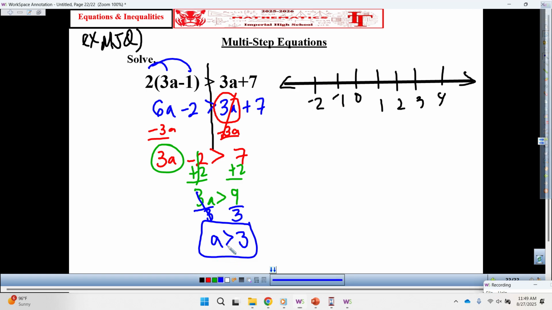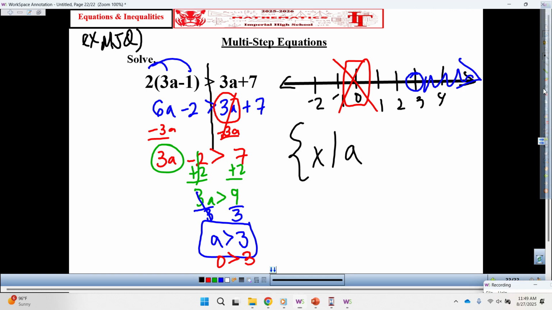All right, for the sake of time, I start with my point, which is at 3, and it's an open point. It doesn't have an equal sign. I'm going to test a number. What number shall I test, everyone? All right, I'm going to test 0. 0 greater than 3? No. So I'm going to go in the opposite direction, and that's my solution. So solution set of x such that, oh, my bad, instead of x, it's a. Solution set of a such that a is greater than 3, close bracket.